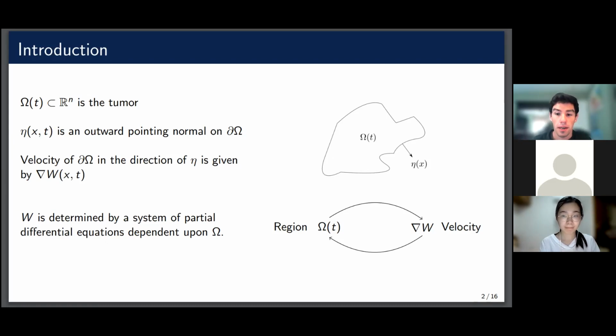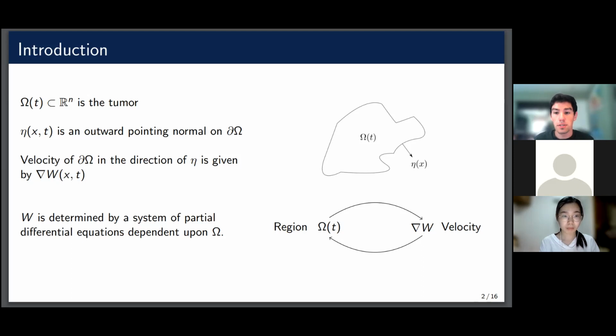Further, we need to consider how exactly we will talk about the change in the tumor. To do this, we first need to talk about the boundary of the tumor. At every point along the boundary, we will define an outward pointing normal, which we will call eta of x and t. Further, we need to find some way to talk about the change in this boundary. To do so, we will talk about its velocity in the direction of each and every one of these outward pointing normals. To define the velocity, we are going to define a helper function w, whose gradient will help us give the velocity of the boundary in any direction of the outward pointing normals.